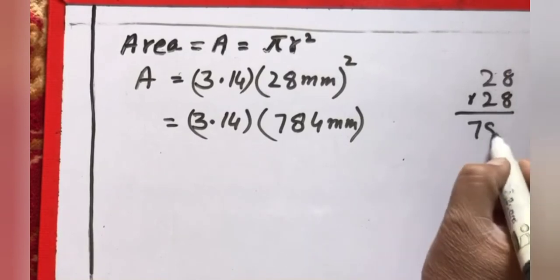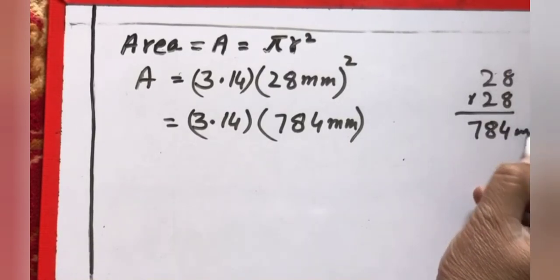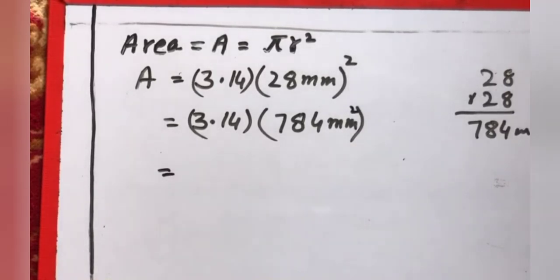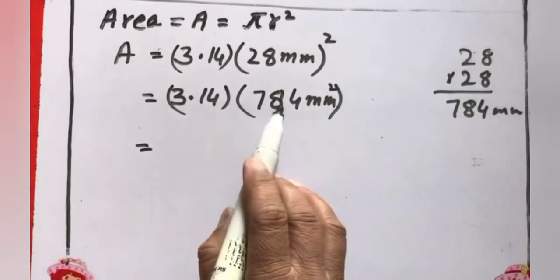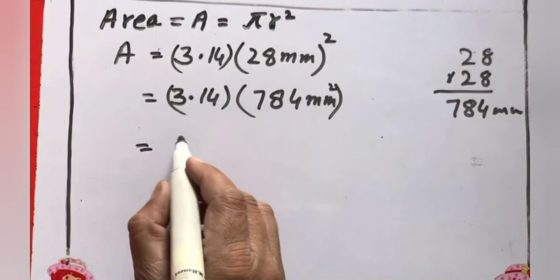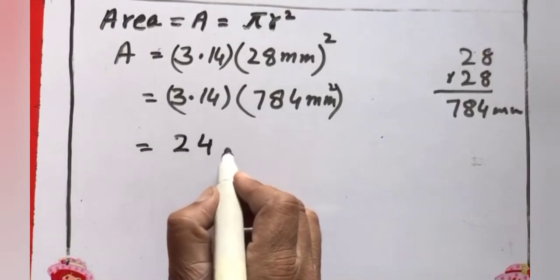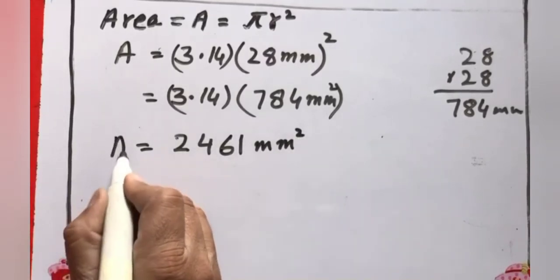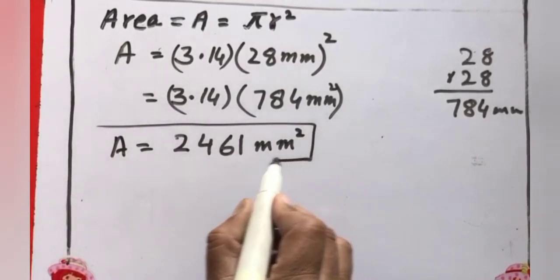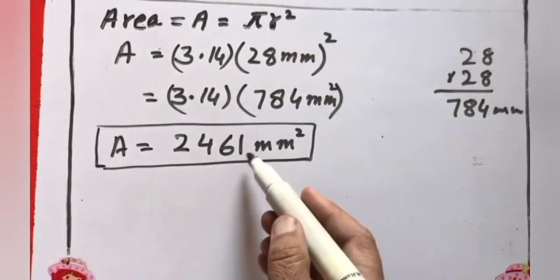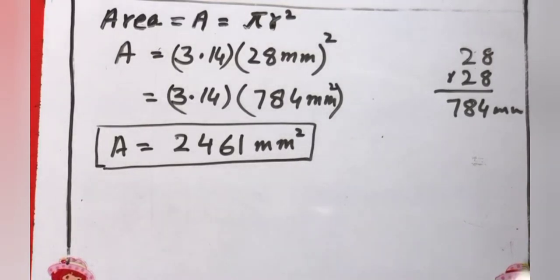So in this way you can find 784 millimeter square. So you can see that 3.14 is multiplying by 784. If we multiply both the values, we will have 2461 millimeter square. So in this way we have found the value of area of a circle, which is 2461 millimeter square. So it is our part C of question number 4.